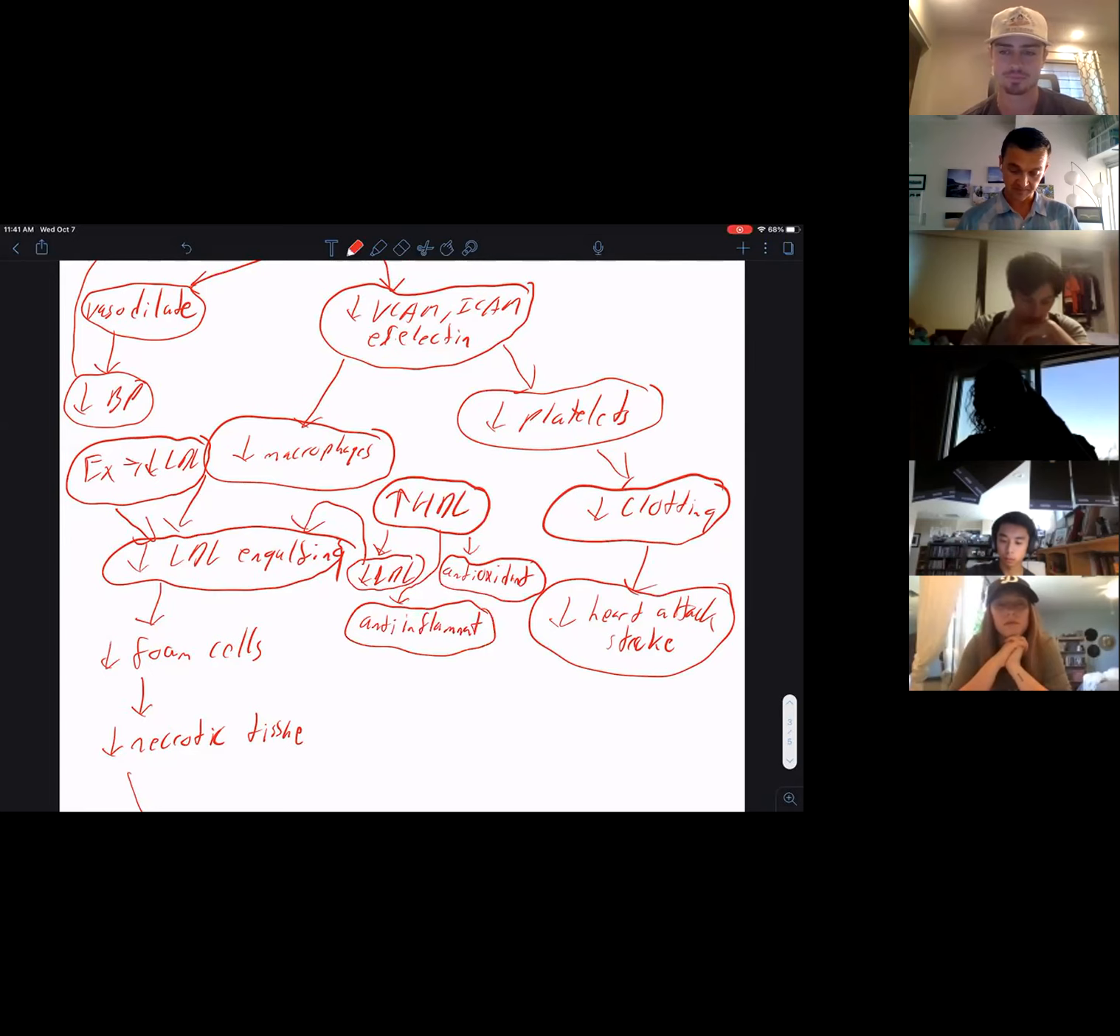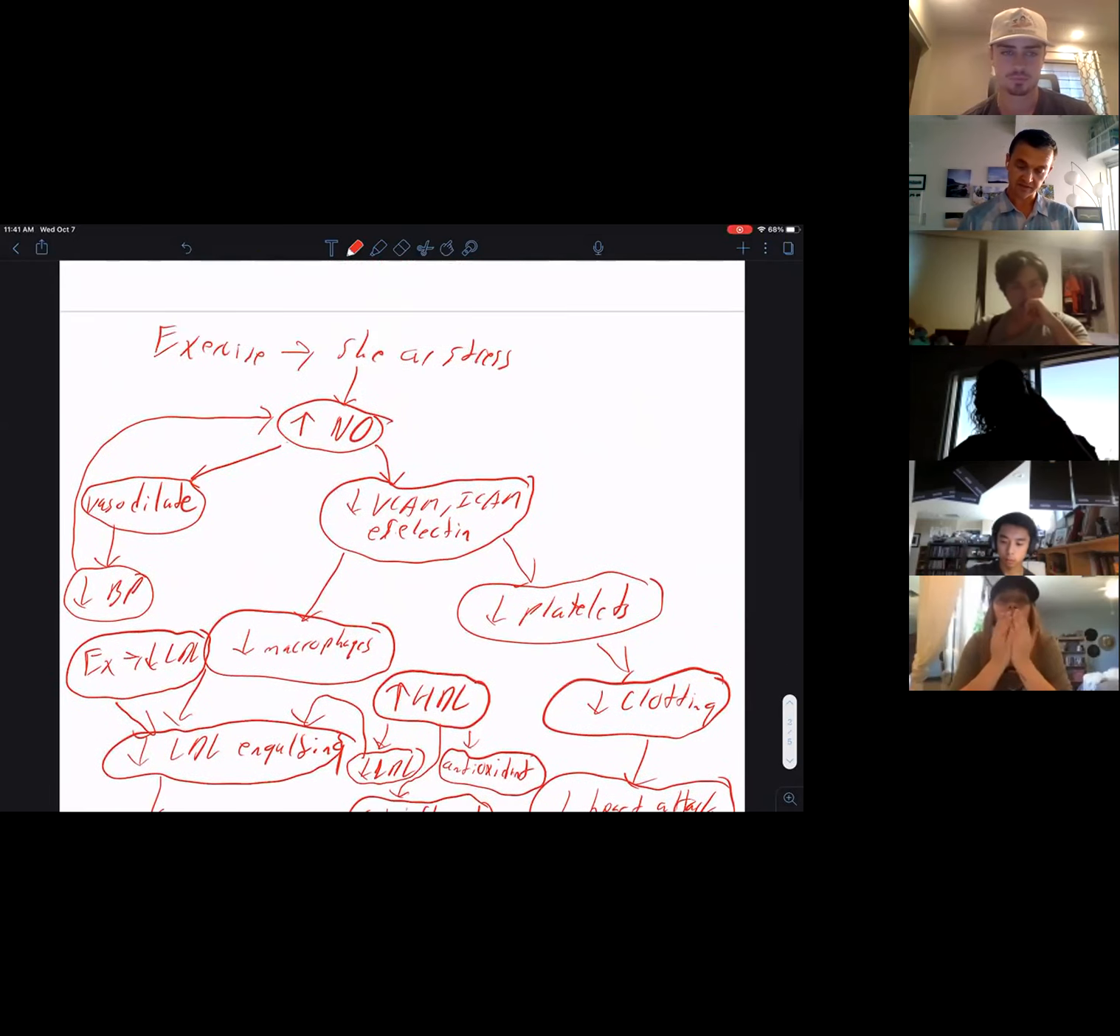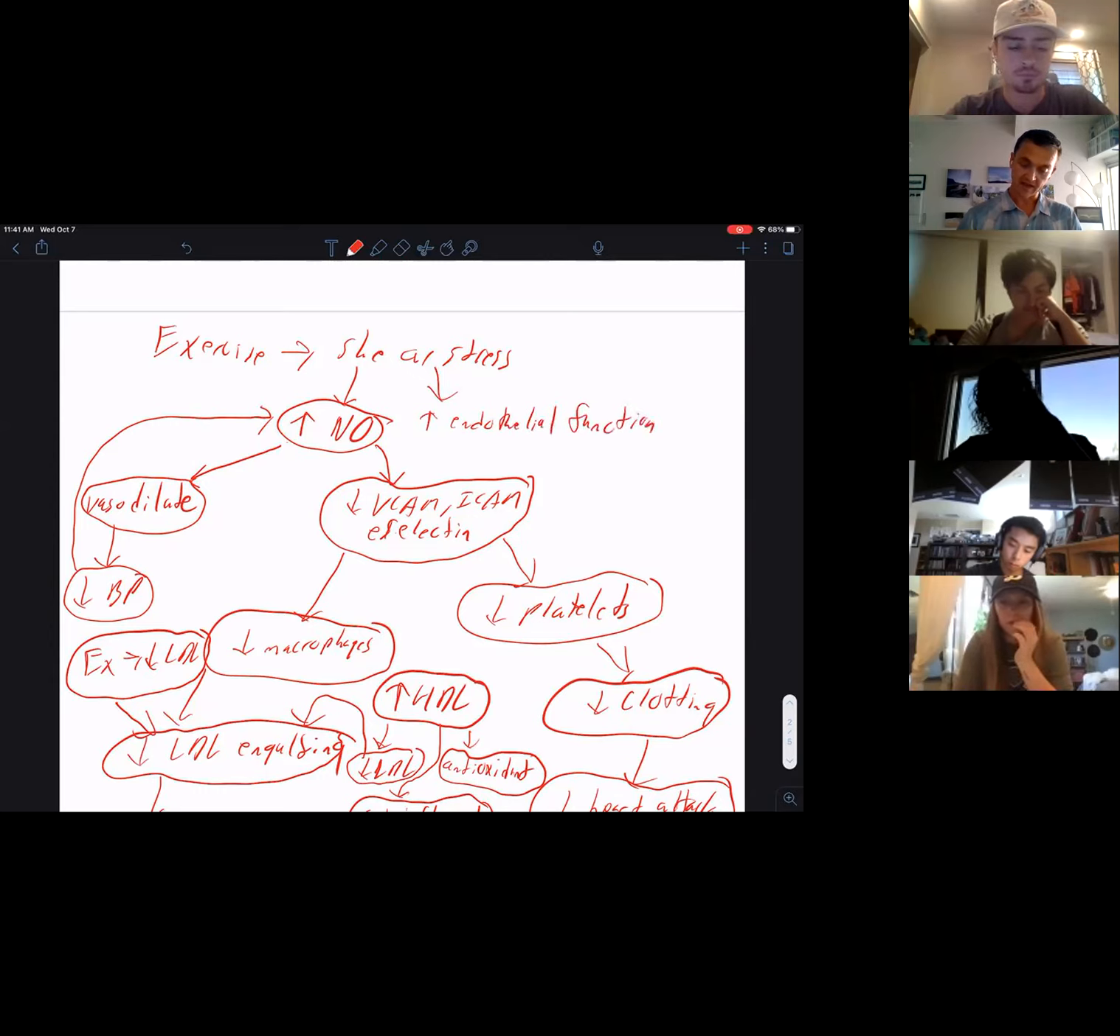The other thing we didn't really say here is that if we increase nitric oxide, we could also put another one here that would say increase endothelial function in general. And that one would be related to improved or increased eNOS function.